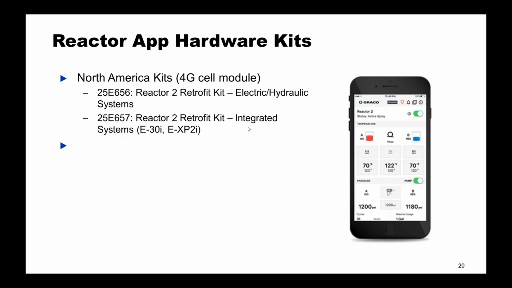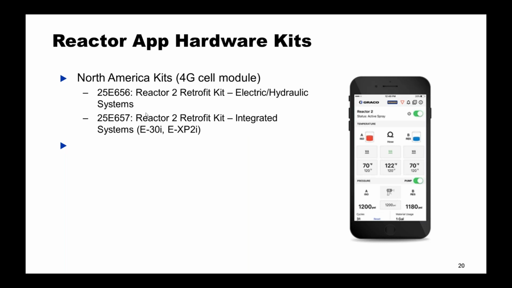We have been putting Reactor app hardware, or Reactor Connect hardware, on all Reactor 2 machines starting in January of 2018. So if you bought a machine in the last 2.5 years, you have the hardware. If your Reactor 2 is older than 2018, we do have some hardware kits you can buy depending on what model you have, and add it to your Reactor 2s in the field.